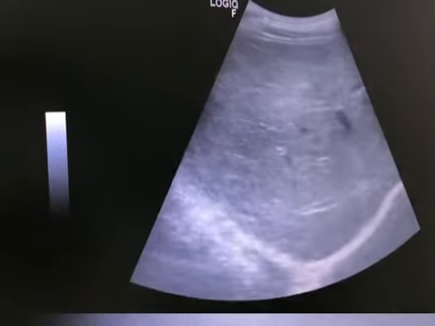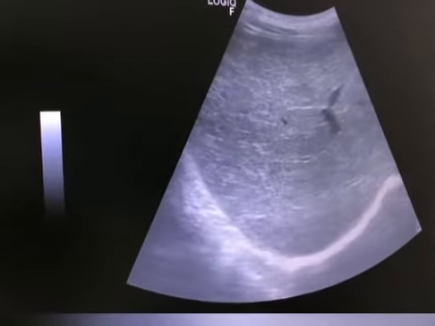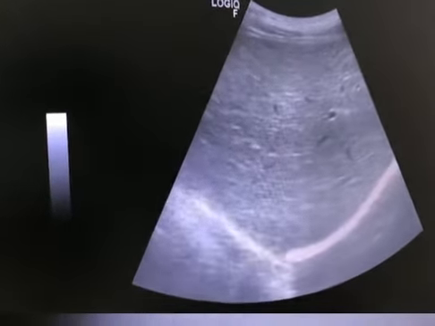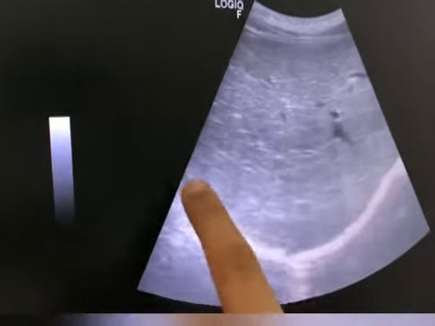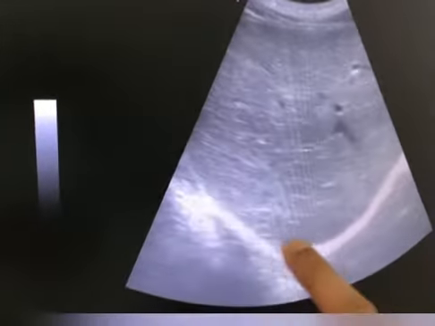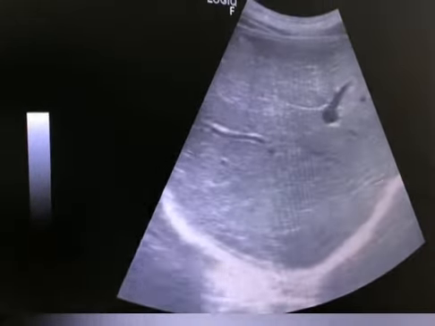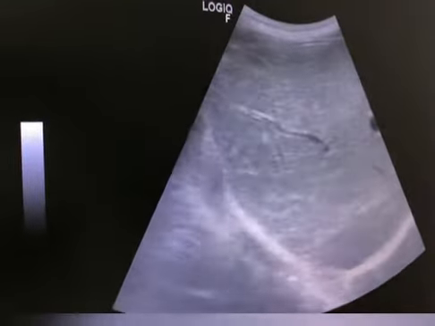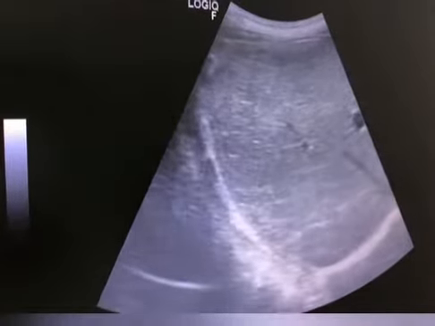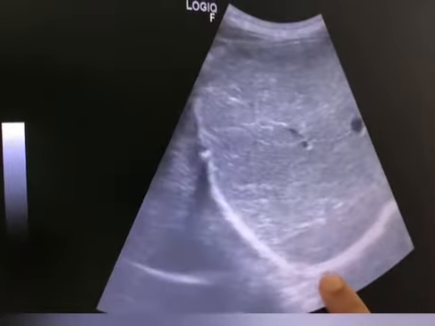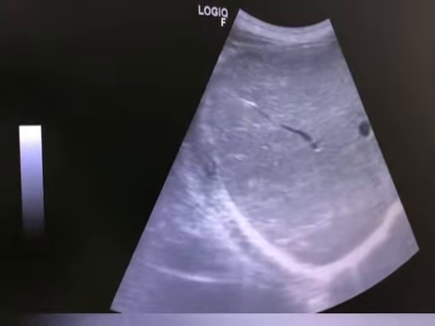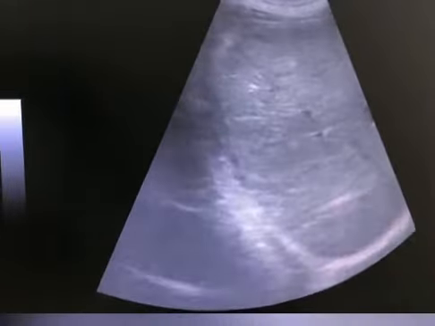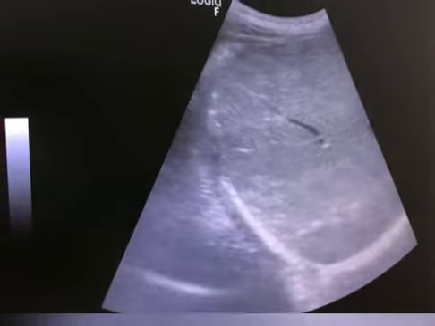Normally when we scan the liver in this transverse section, we see a V-shaped margin like this, but here instead of a V it is becoming a C shape. A little bit of alteration of the contour is seen. Normally we see a V shape like this, but this V shape is seen by placing the probe extremely lateral towards the right side.